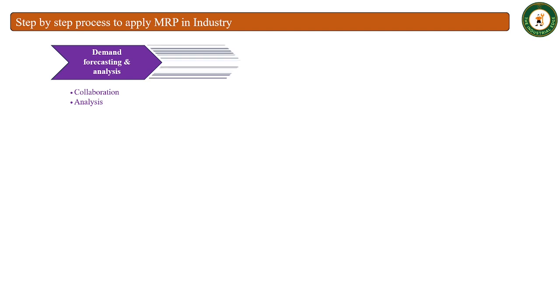Second step, inventory assessment. So reviewing existing inventory levels for each material and product and determining order points and safety stock levels to ensure adequate inventory to meet demand and account for variability.